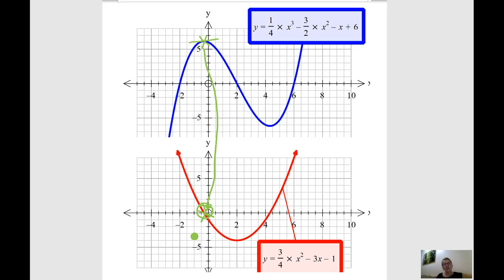Let's look at our other turning point. So here's our local minimum. At this point, my gradient is going to be 0. So at that point, my derivative is also going to be 0.